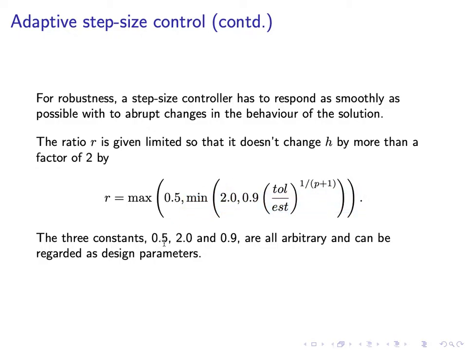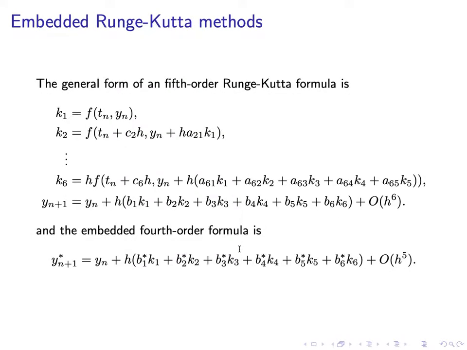Now the values of a half, 2 and 0.9, these are arbitrary. These are something that we can change, and they're regarded as what in the trade we refer to as design parameters, but these tend to work quite well in most cases.